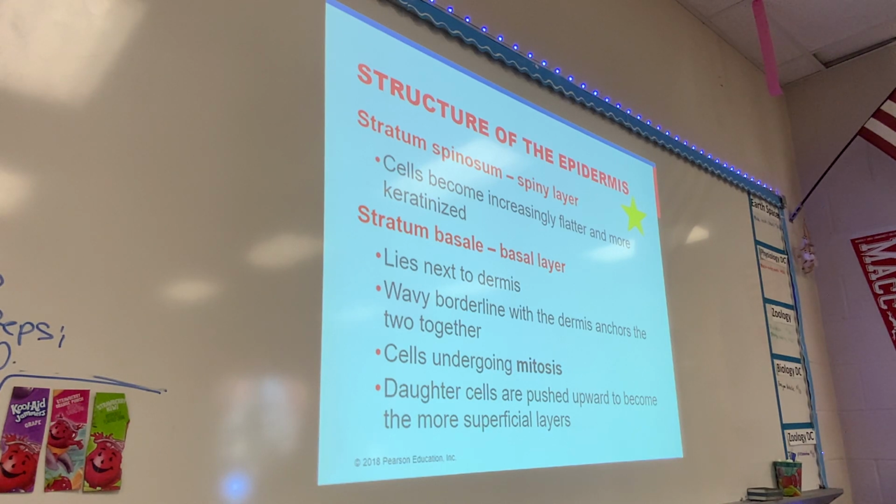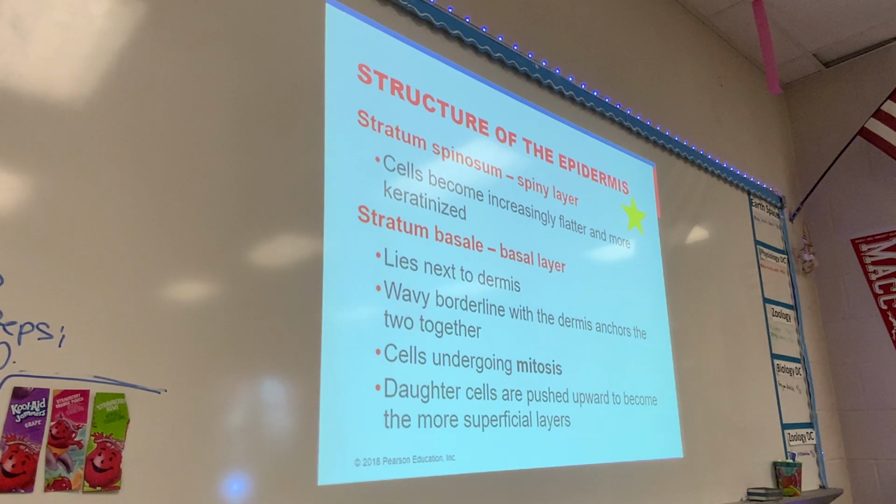Anything close to the blood vessels is going to be living tissue because it has to have blood in order to live. And so basal is the closest to the dermis. It's going to have the most blood flow to it, and it's going to be the one going through mitosis, and as it goes through mitosis, it's pushing upwards, and anything rising upwards, the further away from basal, the more dead it's going to be.